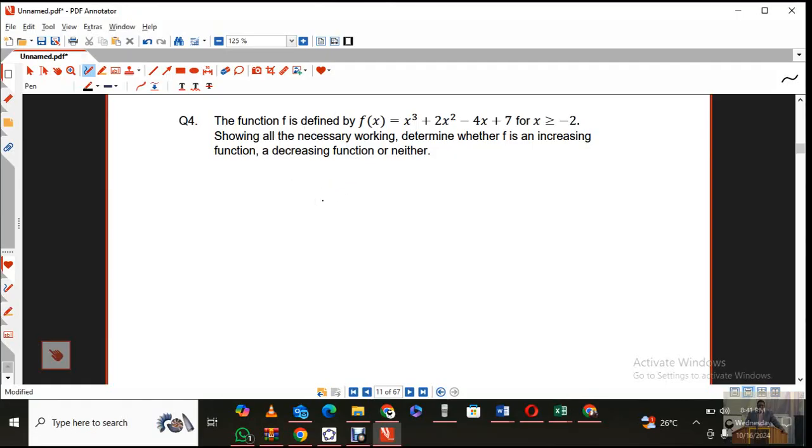So the fact that we have to do that, we'll have to differentiate. So that is f of x. So f dash of x is going to be 3x squared, multiply and reduce the power by 1, plus 4x, multiply and reduce by 1, minus 4, multiply and reduce by 1. The derivative of that 7 is 0. So what I have essentially is the derivative function.